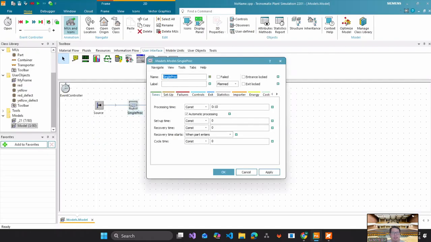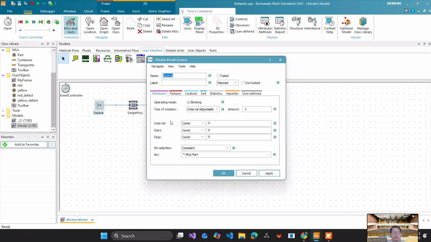Yes. Set up first. So in the processing time, in the soup, we have the interval first. So interval here is not the constant. It means that it's not generate the MU frequently, but it will generate the MU time by time. So it's not continuous. So it's based on the uniform. And then the uniform is from 1 minute to 5 minutes.